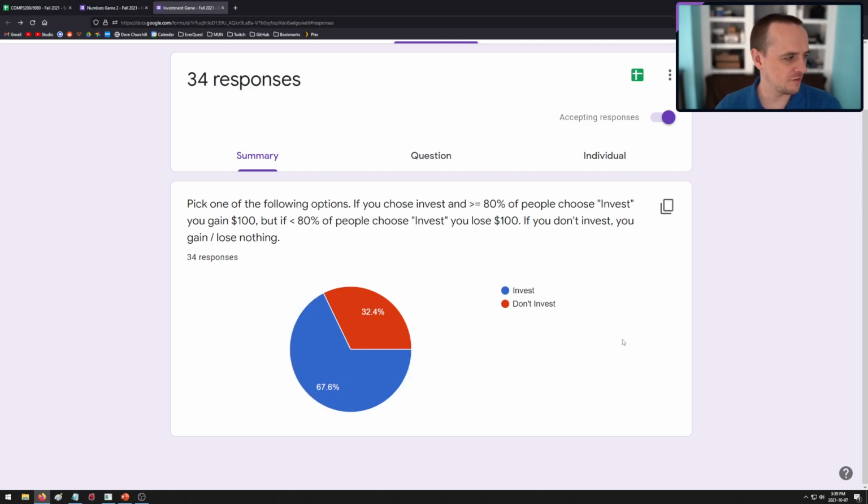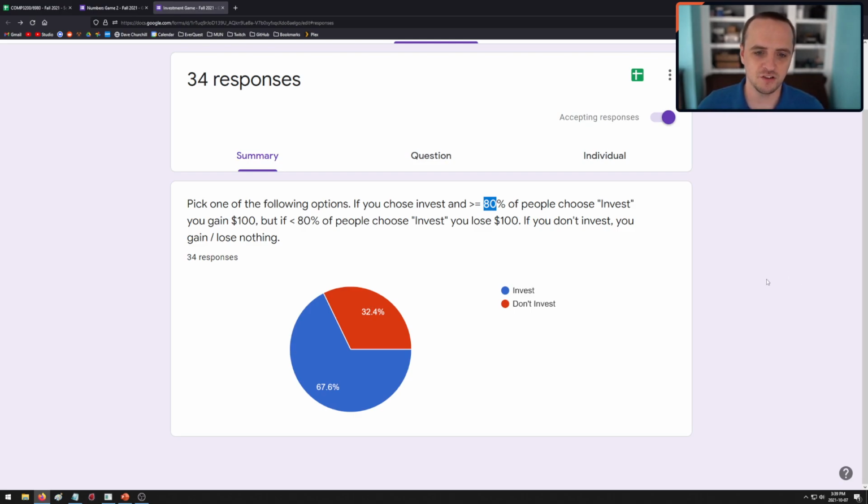So 67.6% of people chose to invest, and 32.4% of people chose not to invest. Okay, so this varies wildly depending on the number 80%. I suspect if this was 50%, you'd probably have 100% of people investing, right? If it was 100%, you might have 0% of people investing.